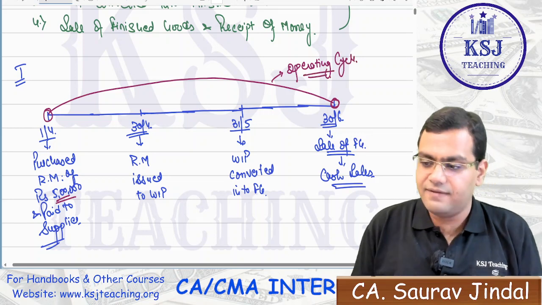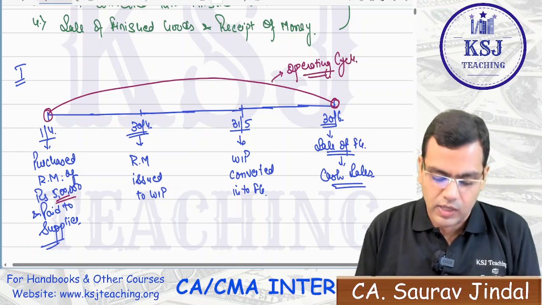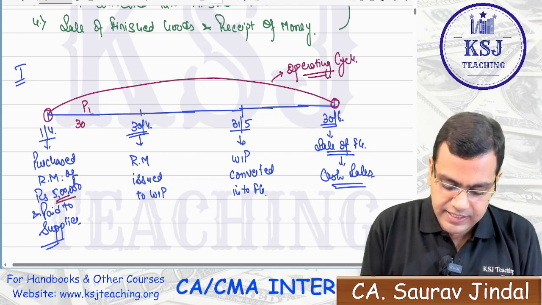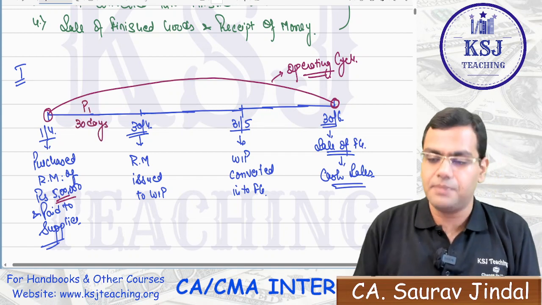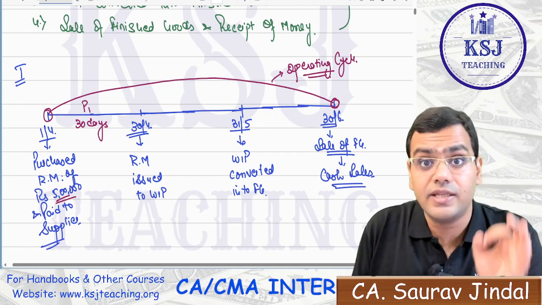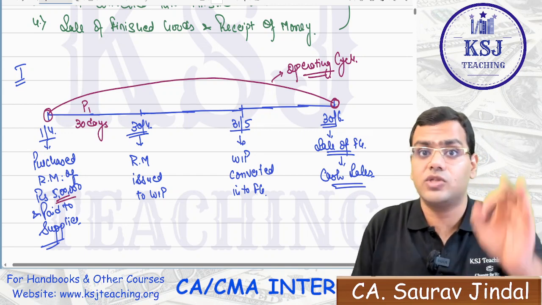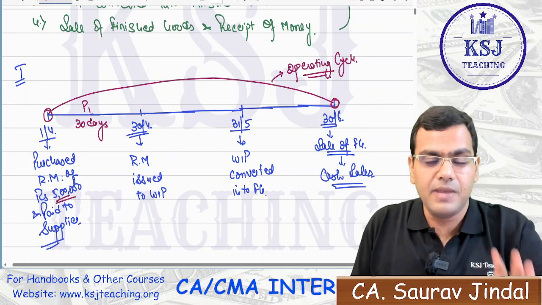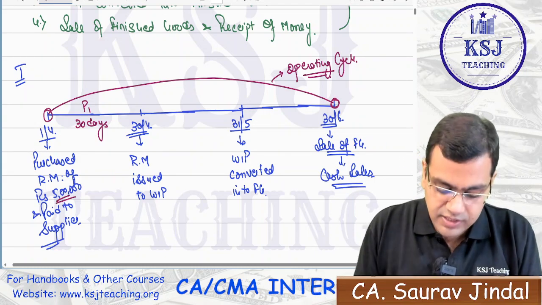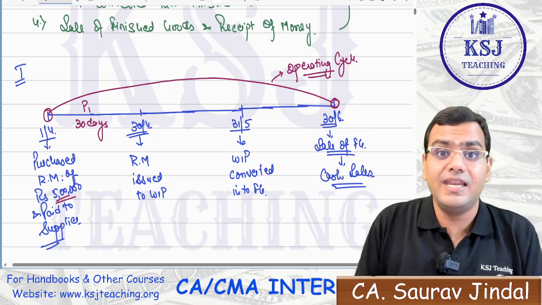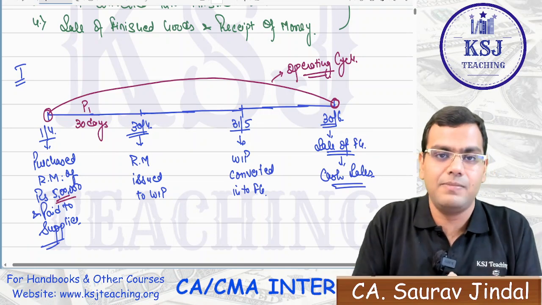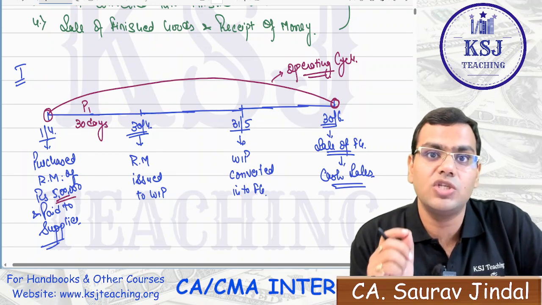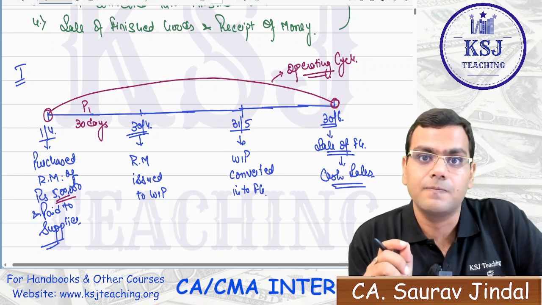Now I'll divide this operating cycle into small parts. I will say this is P1. P1 is for 30 days. What does this 30 days represent? This 30 days represents the number of days for which the raw material was received in the factory but was lying in your store. The first 30 days is the raw material storage period. That means the raw material is stored in your factory. It has not been issued to WIP.